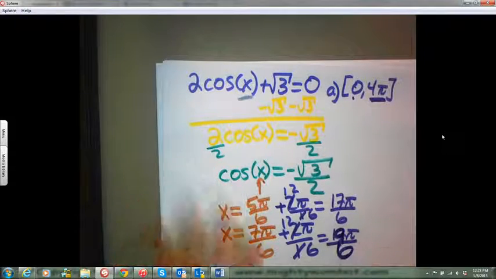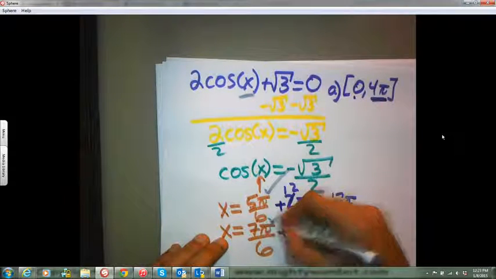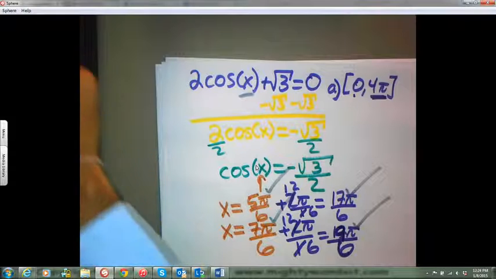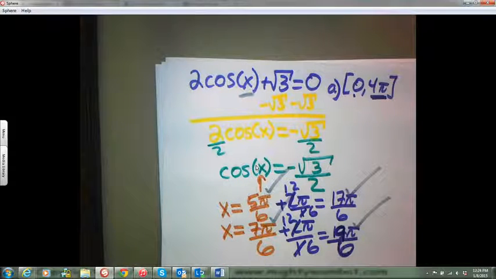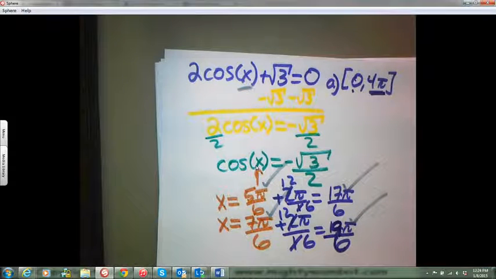So for part A, there are not 1, not 2, not 3, but 4 solutions. Why 4? Because we're going from 0 to 4 pi, and from 0 to 2 pi there were 2 solutions. So if you double the amount of distance, you must double the number of solutions. This is the whole point of a periodic function. It just repeats over and over and over again. Four solutions. You need to write all 4. Questions before we go on? I'm about to do B.